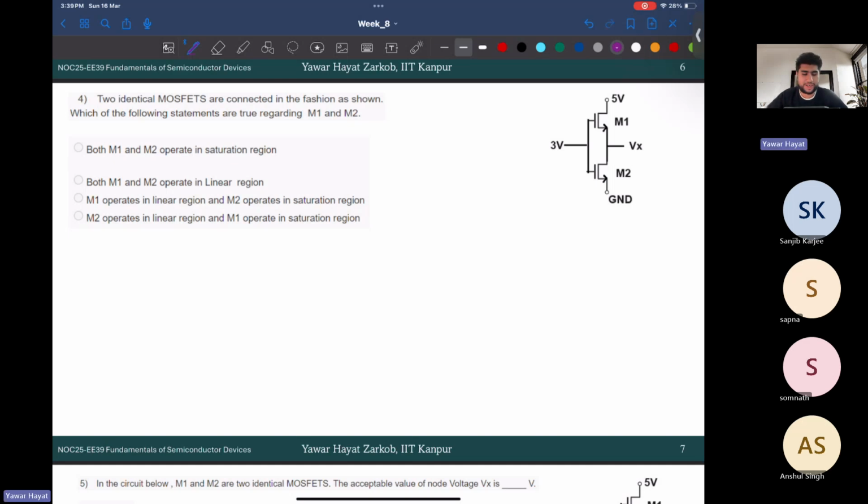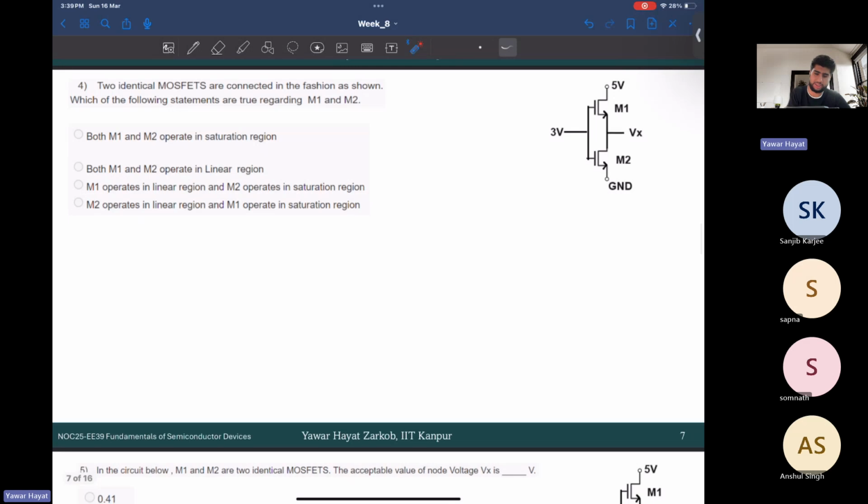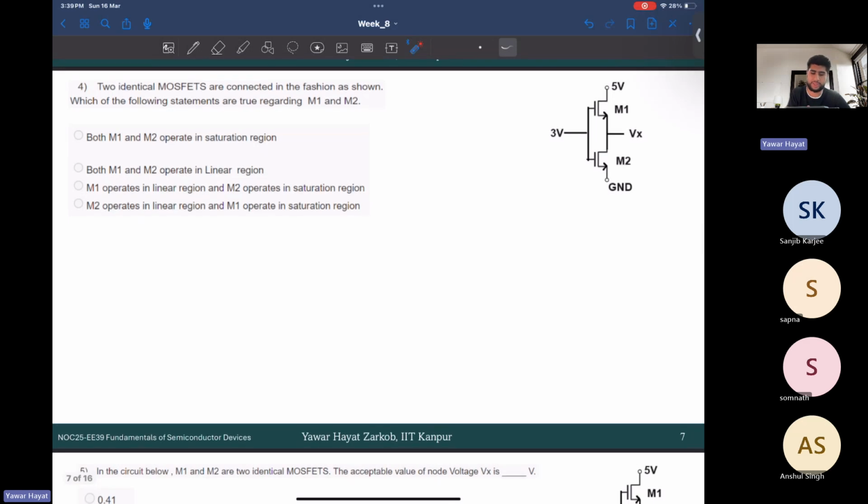We are given two identical MOSFETs which are connected in the fashion as shown. Which of the following statements are true regarding M1 and M2? We have these two MOSFETs, and you need to conclude or comment upon what is true regarding M1 and M2.